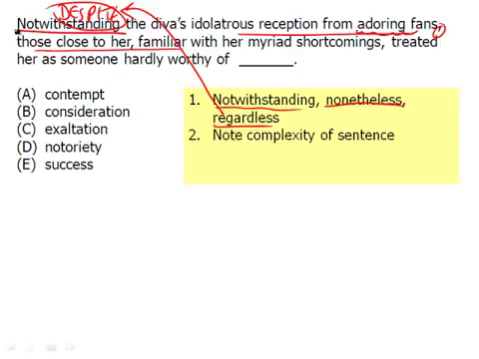So those close to her were not adoring of her. So therefore, they treated her as someone hardly worthy of not adoring. And so we want to note this role of the word not. When you have here this double shift in the second part of the sentence, that is the part after the comma, and there's also multiple commas, again, going back to the complexity of the sentence, it's that the part after the comma is in opposition to the first part. It doesn't even matter if you have these multiple commas.